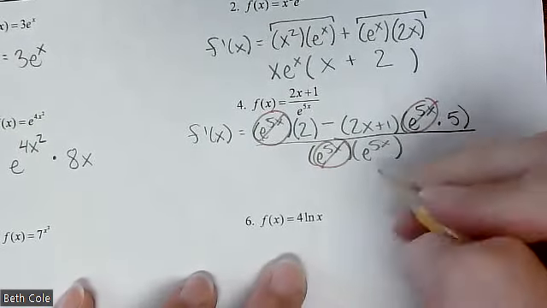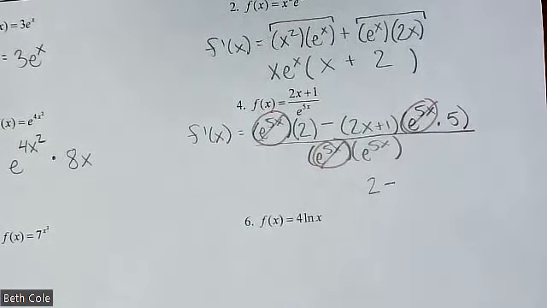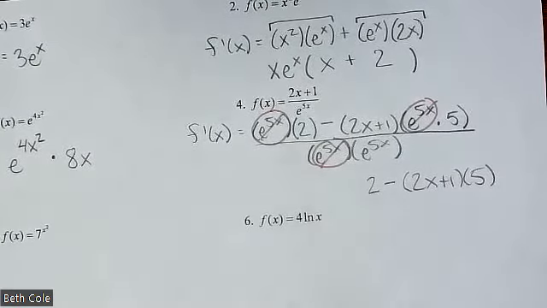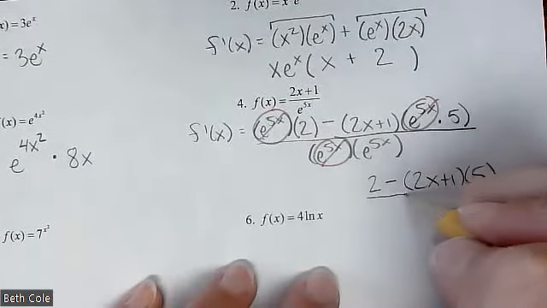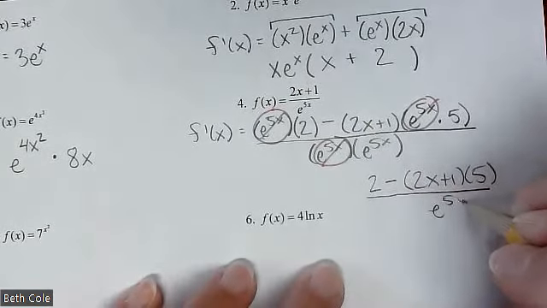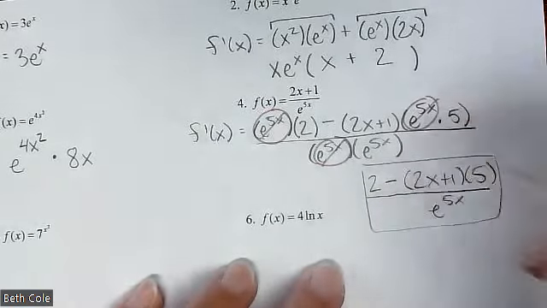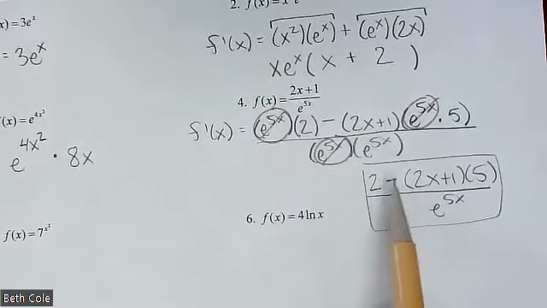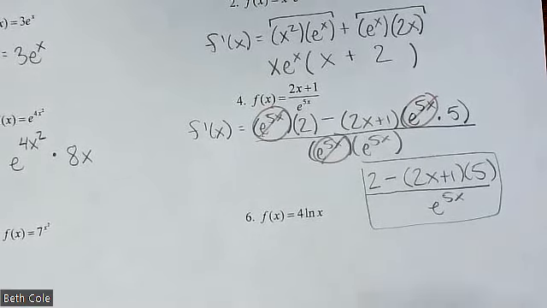It would be 2 minus (2x plus 1) times 5, over e to the 5x. If I made you distribute a 5, I feel like you could do that. I'm not worried about that at this point. If I made you do that algebra, I feel like you could. Could you distribute a 5? Actually, it would be a -5. You could do that. That's Algebra 1 stuff. I'm not worried about that.